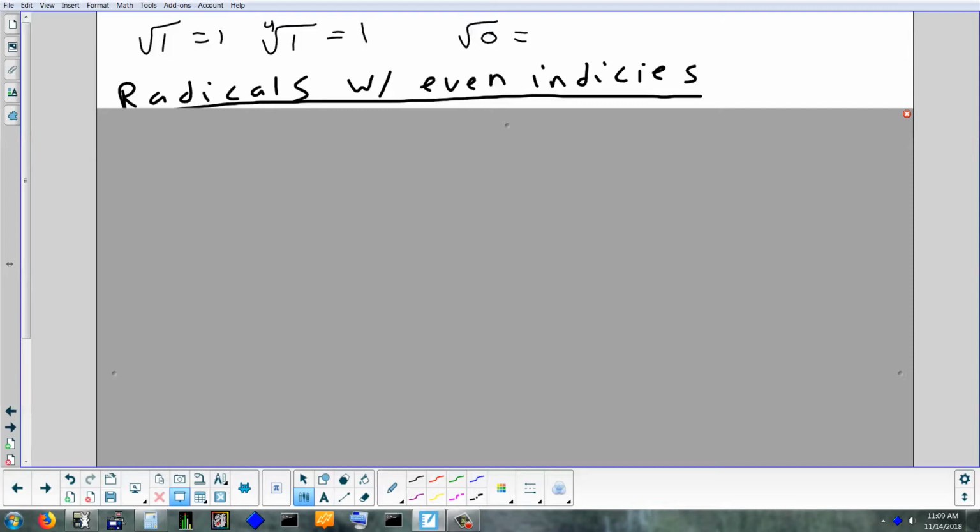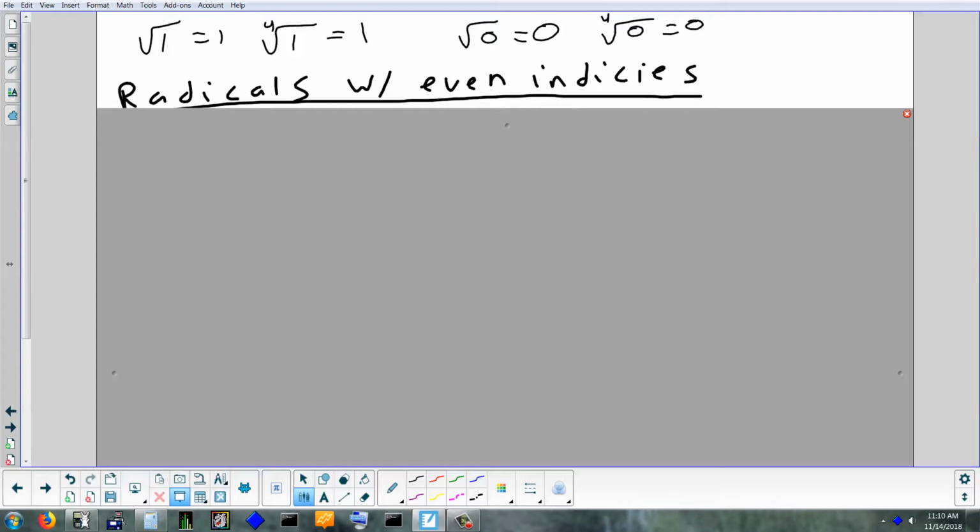Nathan? You can't find 2 numbers that multiply together to give you 0 that are the same, other than 0? So 0 times 0 is 0. Itself. So that's the square root of 0 then. 0 times 0 is 0. So the square root of 0 is 0. How about the fourth root of 0? What times itself 4 times would give you 0? 0. 0 times 0 times 0 times 0.